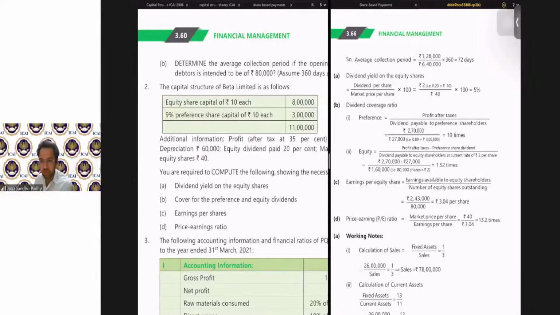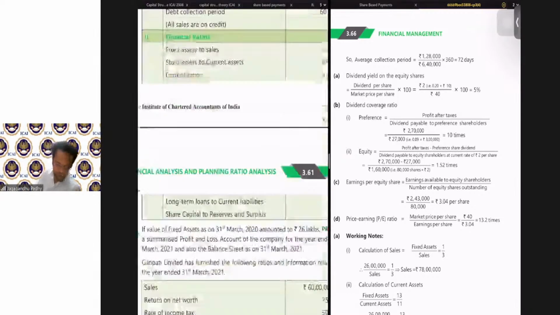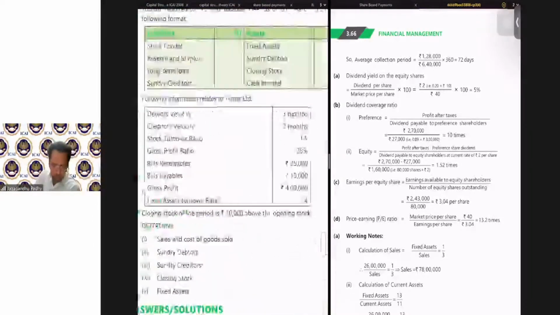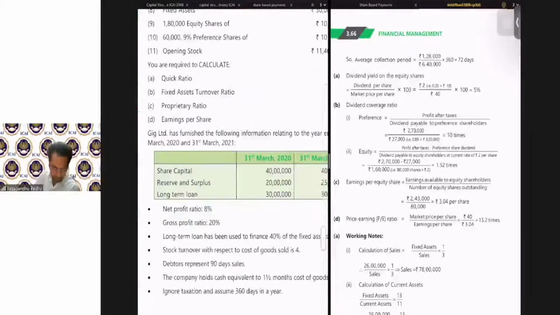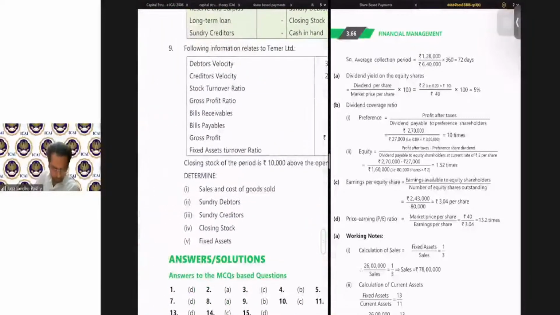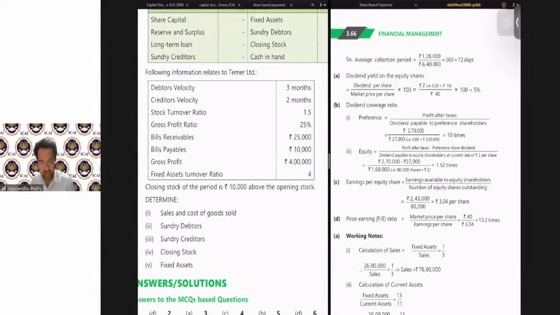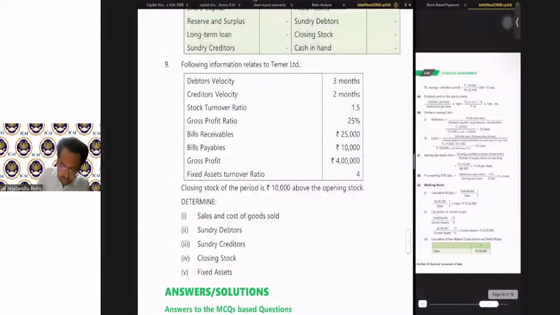Okay, Sapna is asking for practical question 9, debtors velocity and creditors velocity. Velocity is same as turnover. Or I can say the debtors velocity over here means the debtors collection period. 3 months is the debtors collection period. And even the creditors velocity is the creditors payment period.